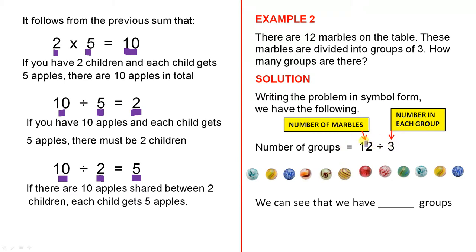12 represents the number of marbles, and 3 represents the number of marbles in each group, because it says into groups of 3. Groups of 3 marbles. So here we go. One group of 3, another group of 3, another group of 3, and another group of 3. We can see that we have 4 groups.